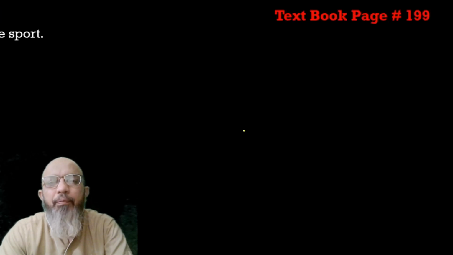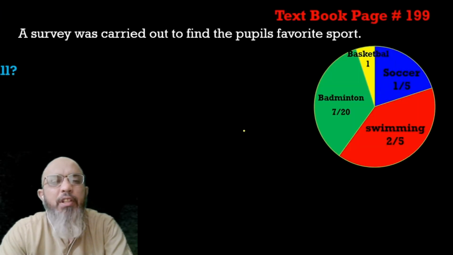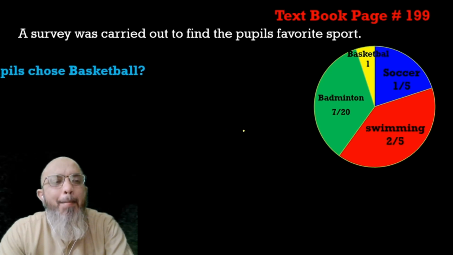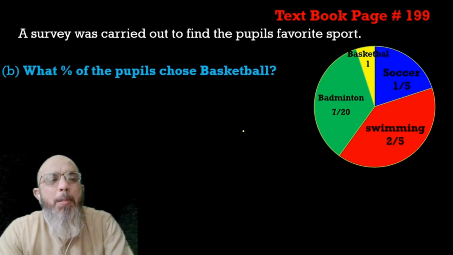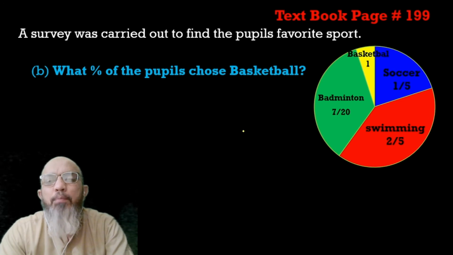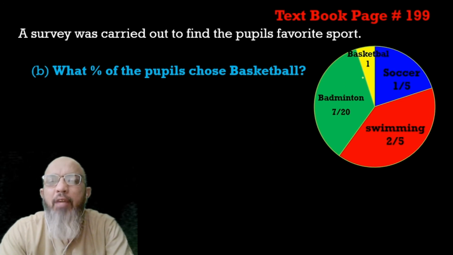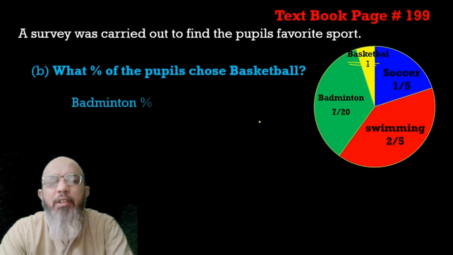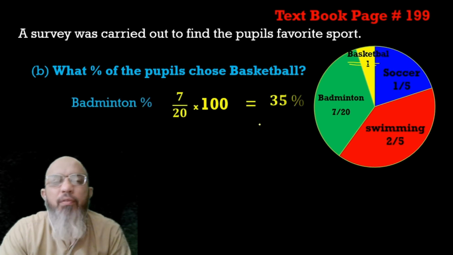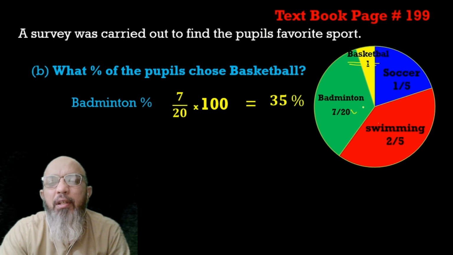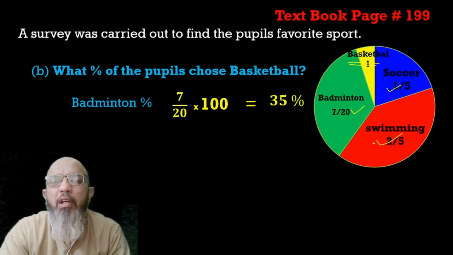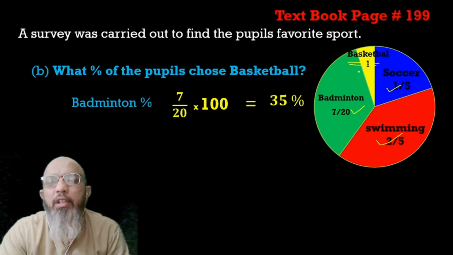So let's look at the next question. The second question is, what percentage of the people choose basketball? Okay, now we have to find the percentage of basketball. It's a little bit tricky question. First we will find the percentage of badminton, percentage of soccer, and percentage of swimming. The rest of the percentage is the favorite sport basketball.